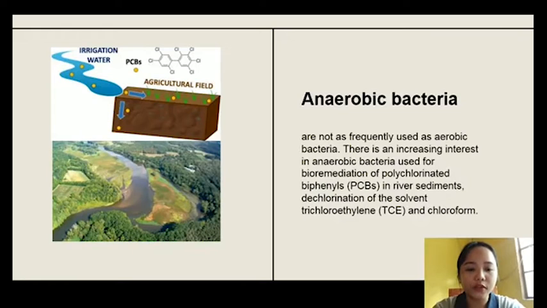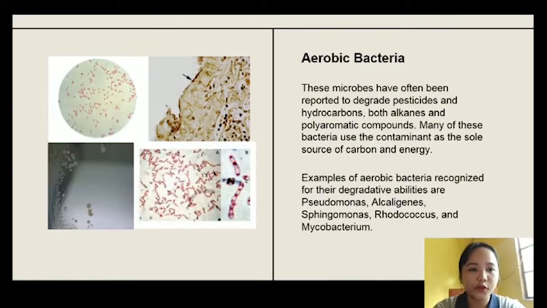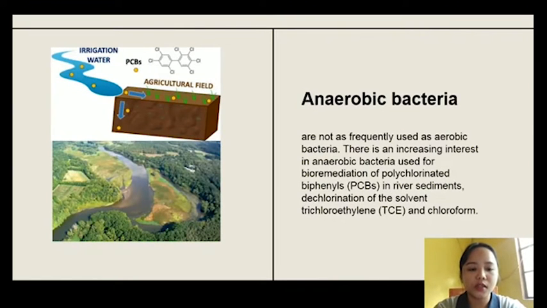The next microbe is the anaerobic bacteria. These microbes are not as frequently used as aerobic bacteria. There is an increasing interest in anaerobic bacteria used for bioremediation of PCBs, or polychlorinated biphenyls, in river sediments, and the dechlorination of the solvents trichloroethylene and chloroform. By the way, PCBs are carcinogenic for both humans and marine animals. They are waxy oils found in industrial products.